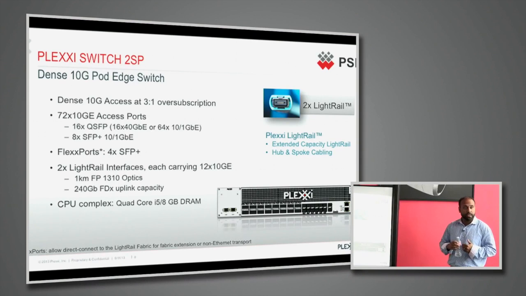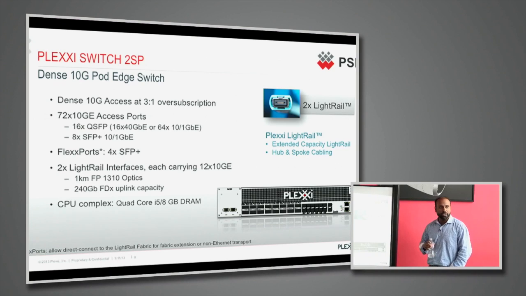Essentially it's a 10 gig optimized edge switch, optimized for high density server access. It has the equivalent of 72 10 gig access ports and is 3-to-1 oversubscribed. The access ports are comprised of 16 QSFP ports that can be broken out into 10 gigs, and 8 SFP ports. So a total of essentially 72 equivalent access ports. We have something called flex ports, which I'm going to get into detail on later, but keep that in mind for right now.